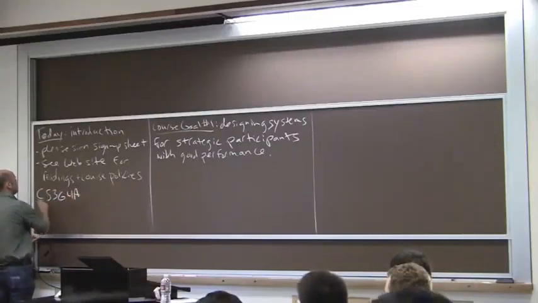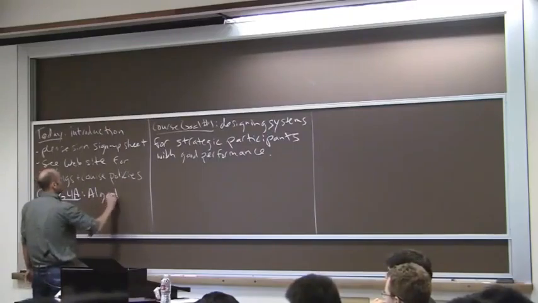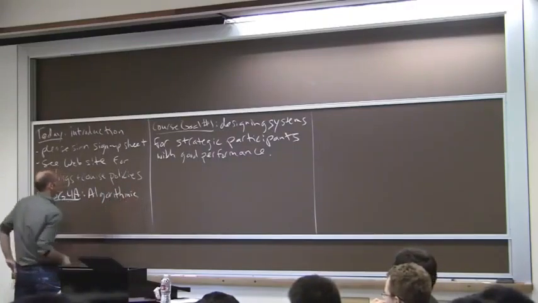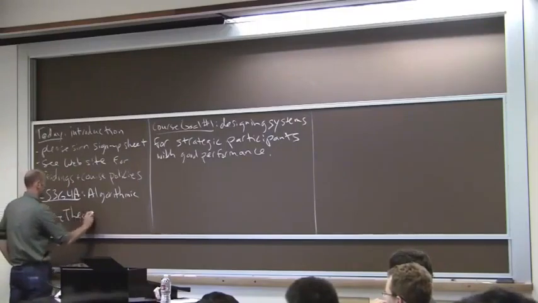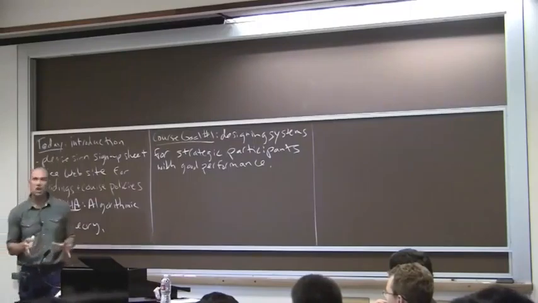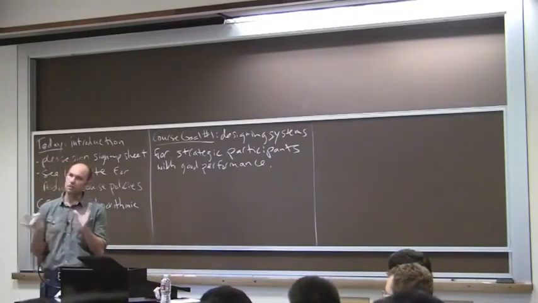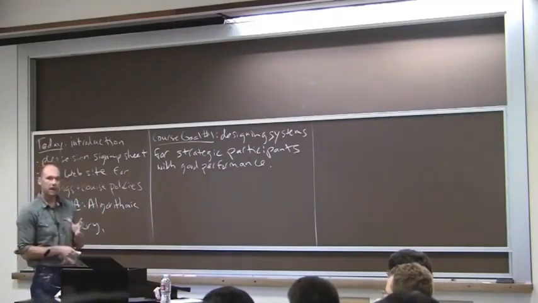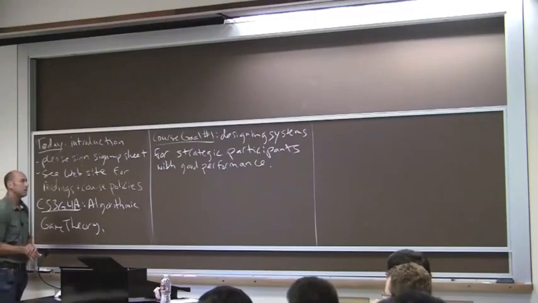So I want to welcome you to CS 364A. This is a course on algorithmic game theory, which very loosely is a survey of topics on the interface of, on the one hand, computer science, especially, though not only, theoretical computer science, algorithms, and economics, especially game theory.